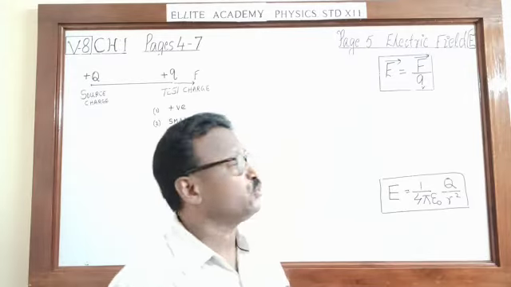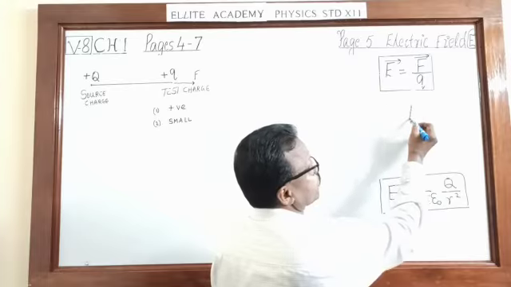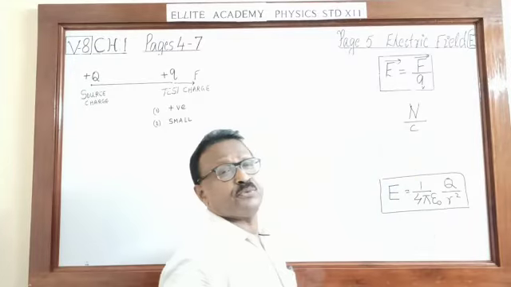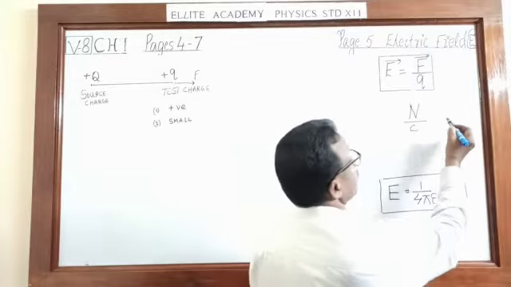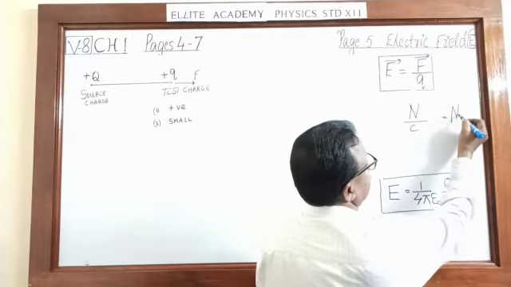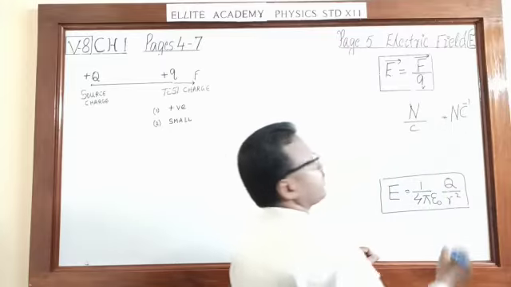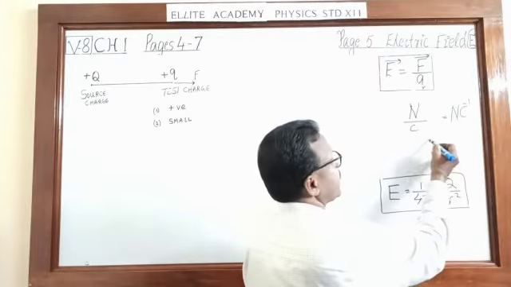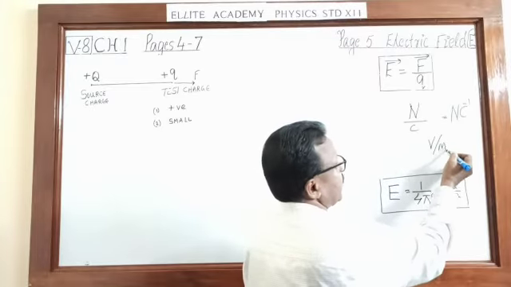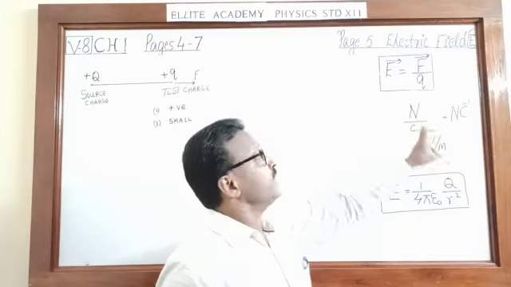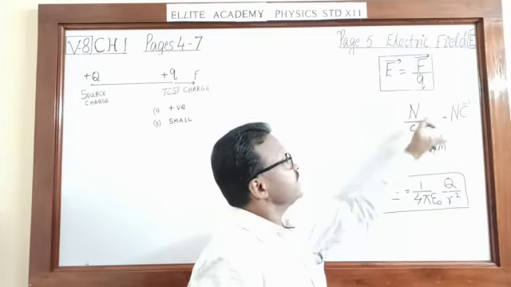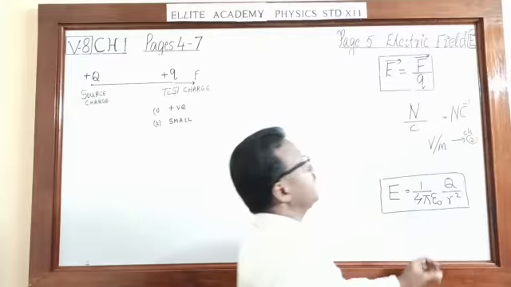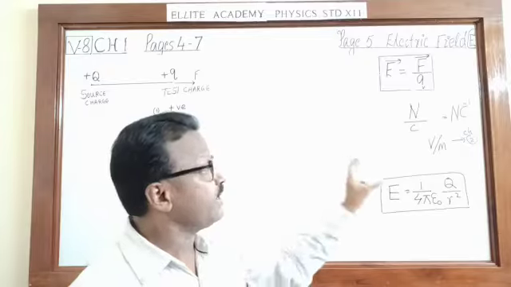E is F upon Q. What will be the unit? Unit of force is Newton. Unit of charge is Coulomb. So the unit is Newton per Coulomb, or we can write it this way also, Newton Coulomb inverse. Newton per Coulomb. In chapter number 2, we will see another unit, volt per meter. What is volt? We have not studied that, so you don't bother about it. Now, chapter 2 we come across, this will be Newton per Coulomb. Don't mix up. This will be in chapter 2. Now, Newton per Coulomb, electric field and the unit.